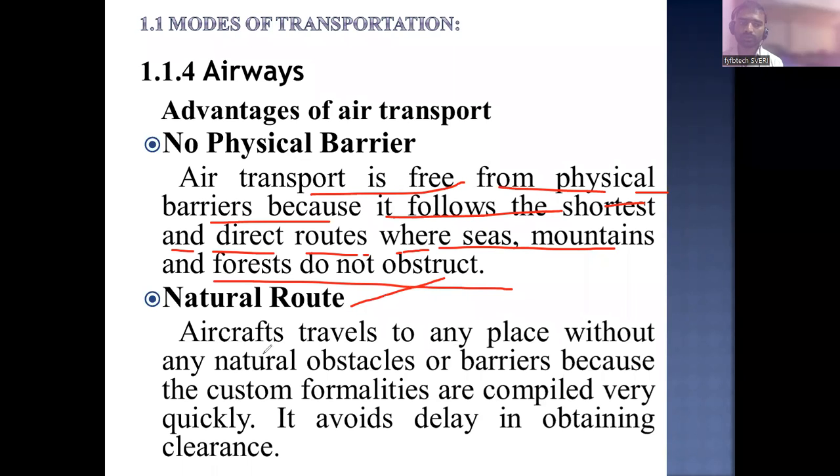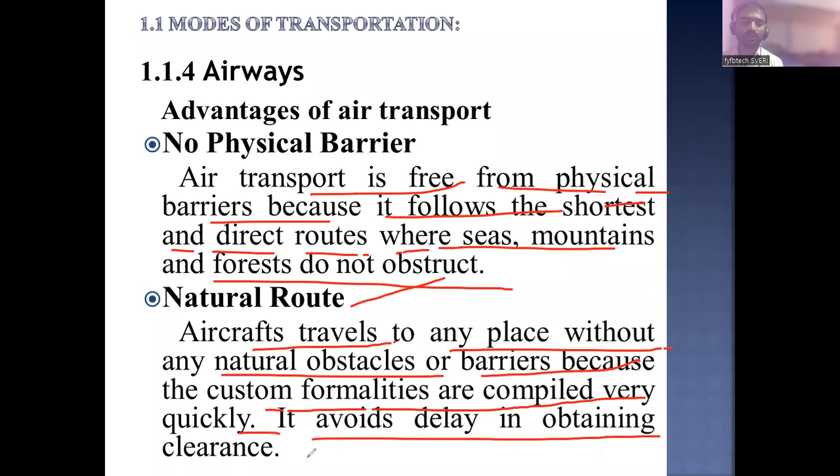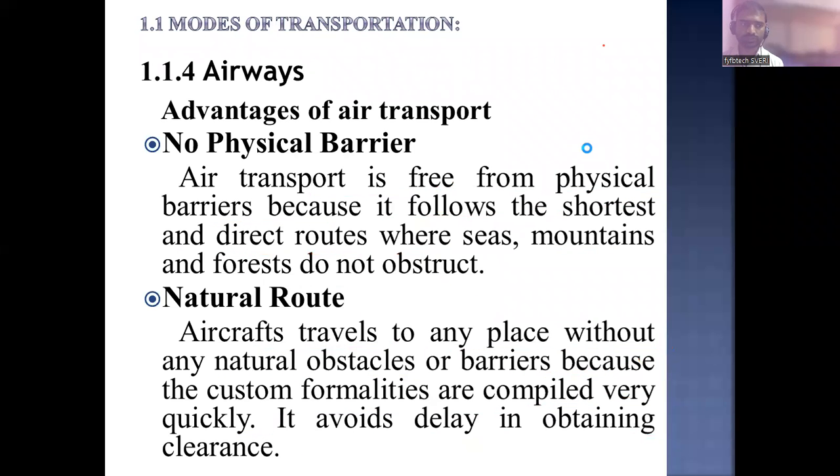The natural route. Aircraft travel to any place without any natural obstacle. As it is traveling at a very high altitude, there will not be any obstacles or barriers. Customs formalities are completed very quickly and it avoids delay in obtaining clearance. There will not be any such delay as in the other modes of transportation.